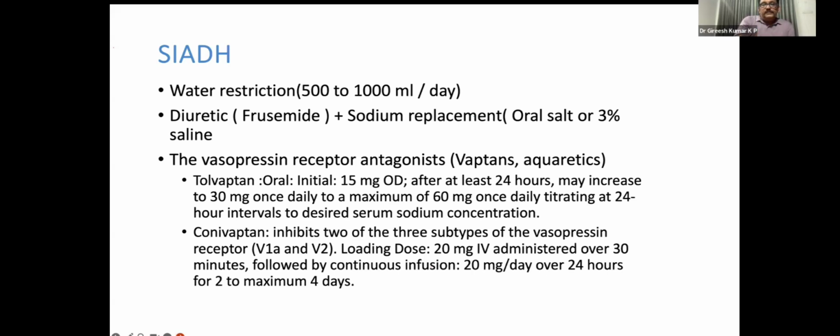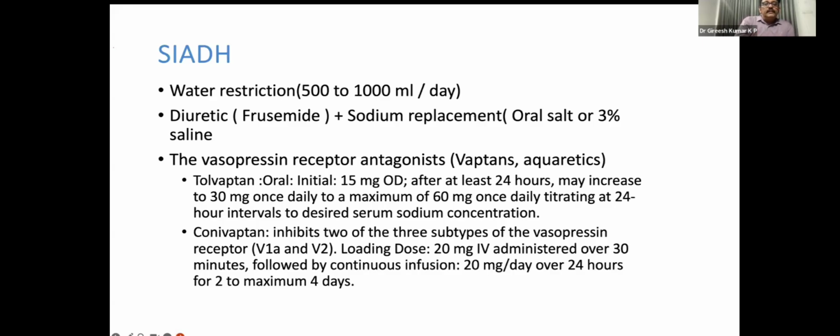The third option, you can still give 3% saline. I am not repeating that because we have dealt with the 3% saline in the last slide. If the patient is having clinically significant hyponatremia, even when he is having all these problems, you can still give 3% saline or normal saline, depending on the clinical scenario. That can be tried.